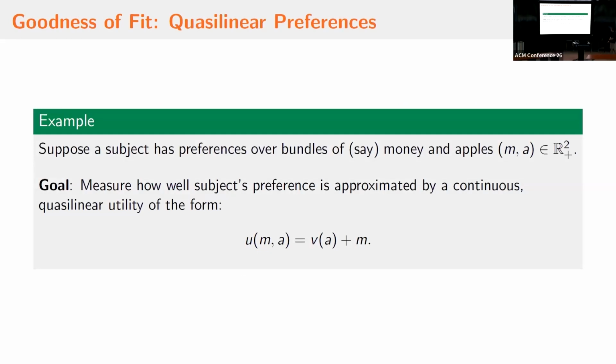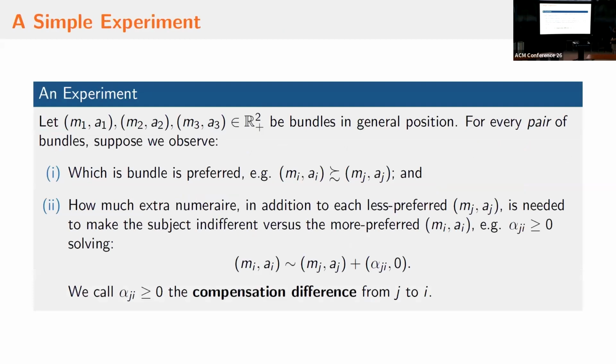So just because it's going to be a short talk, let's do a worked example. Suppose that we have a subject whose preferences are just over bundles of two commodities, money and apples, let's say. And our goal here, we want to measure how well the subject's preference is going to be approximated by some continuous and quasi-linear utility. Here, quasi-linear is quasi-linear in money. So to get at this, we propose running the simplest possible experiment that you could probably all think of yourselves. What we're going to do, we're going to take three different bundles, bundle 1, 2, and 3, of just money and apples, and we're going to assume they lie in general position.